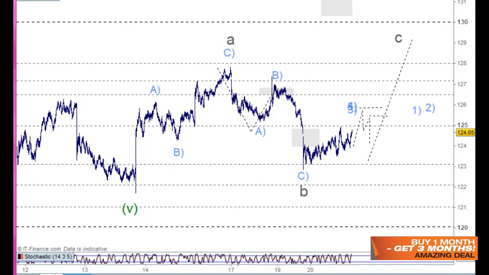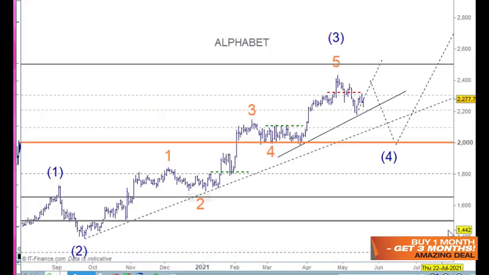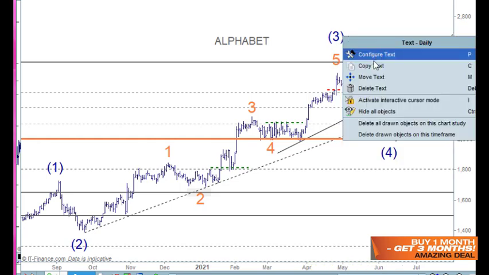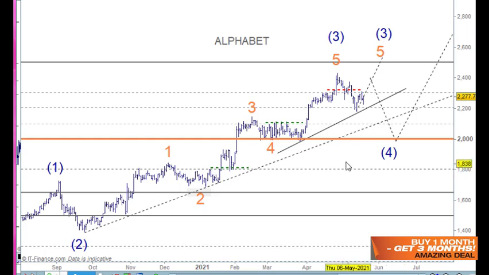So that's Apple. So with Alphabet here, it's logical just to count this up as 1, 2, 3, 4, and 5 to this point here, but I was just a little wave short here, as you may know. So I'm looking for another move to the upside for this as well. I don't really have enough evidence just yet for that.